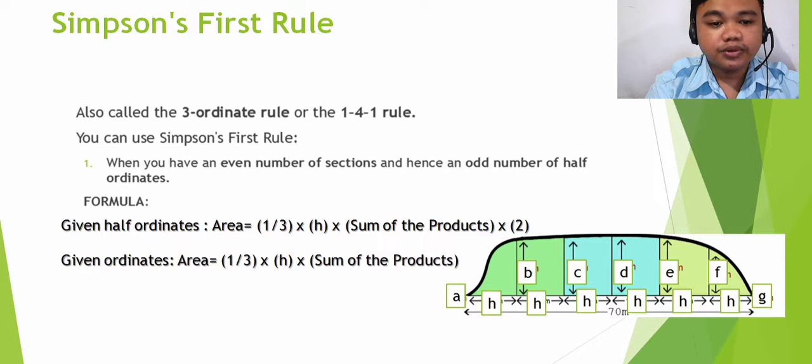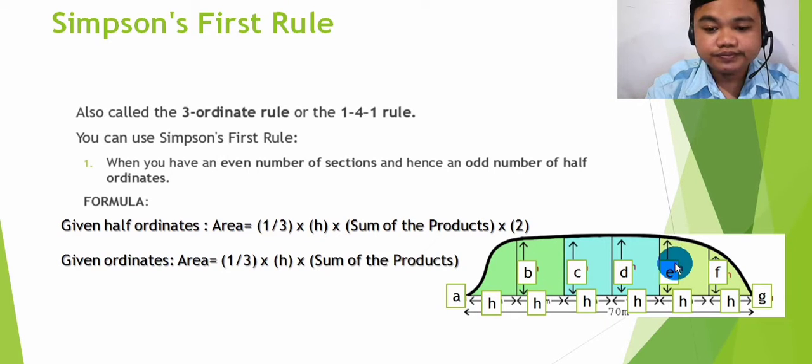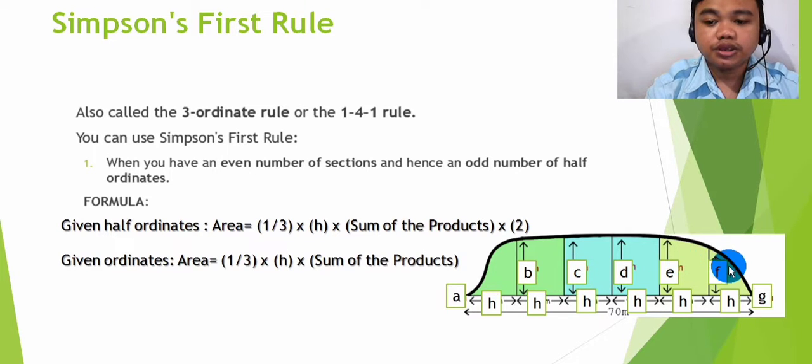So you can use Simpson's rule if you meet the following requirements: when you have an even number of sections and an odd number of half ordinates. So we have here the example of an irregular shape, to which we could apply Simpson's first rule to determine the value of the area. So let us see if these two requirements have been met. Let's count how many sections. This one is a section, this one is another section, and we have consecutive sections. So let's count: 1, 2, 3, 4, 5, and 6. Therefore, we have met the even number of sections.